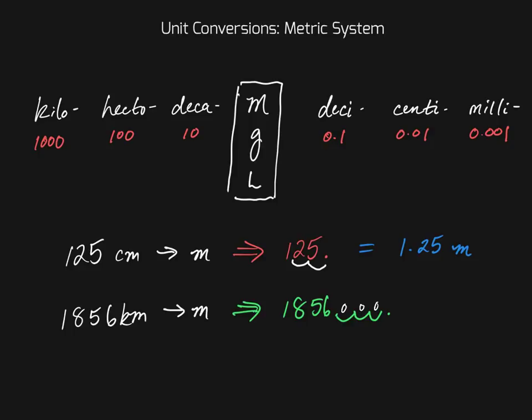So if we're converting from kilometers to meters, we're going to have here, wow, what kind of number is that? Oh wow, that's a big number. We have 1,856,000 meters. Okay, so the big thing here, if we're converting within the metric system, is that we need to know where we start and where we finish. The number of moves and the direction of those moves tell us how we need to move our decimal point.